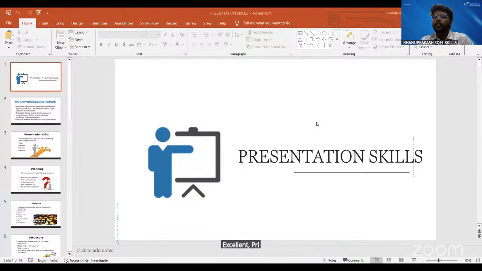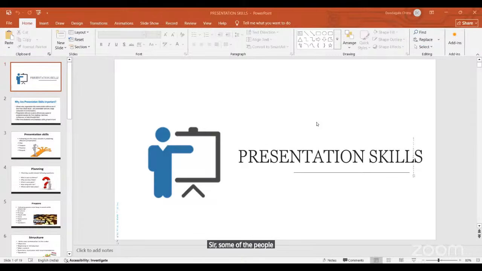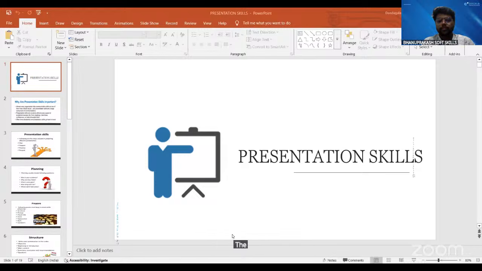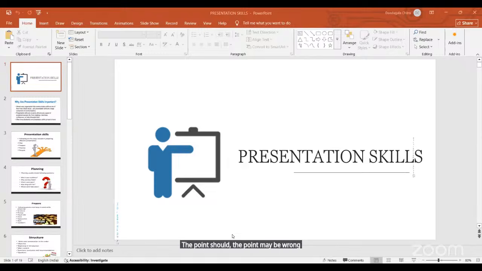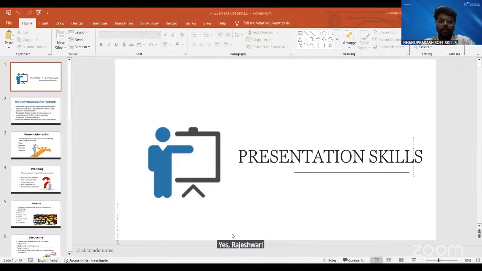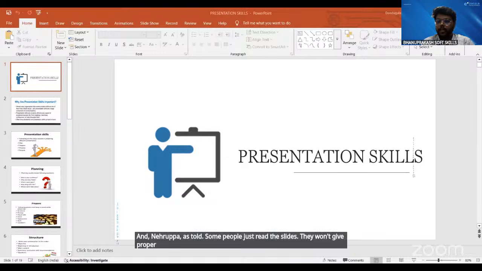Excellent, Priyanka. Yes, Rajeshwari. Sir, some people, while explaining the presentation, may get stage fear. The point may be explained wrong, so that the team members will understand something else. This leads to misleading. Yes, Rajeshwari, that is true. And Nirupama has told that some people just read the slides, they won't give a proper explanation, and that is also true.